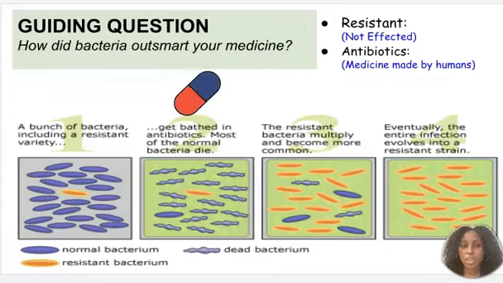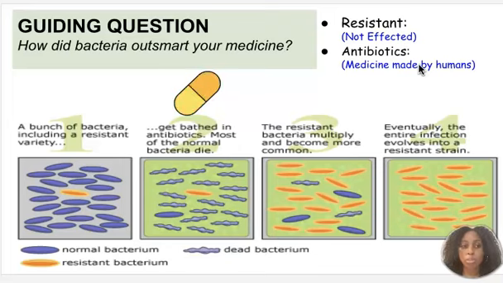Our next guiding question is, how did bacteria outsmart your medicine? And that is through natural selection. Naturally, some bacteria are able to survive because they have traits that make them more resistant to medicine called antibiotics. Now, these resistant bacteria reproduce over time and they pass on their traits of resistance. And that means that they're not affected by the medication. And this is happening in evolution right now.